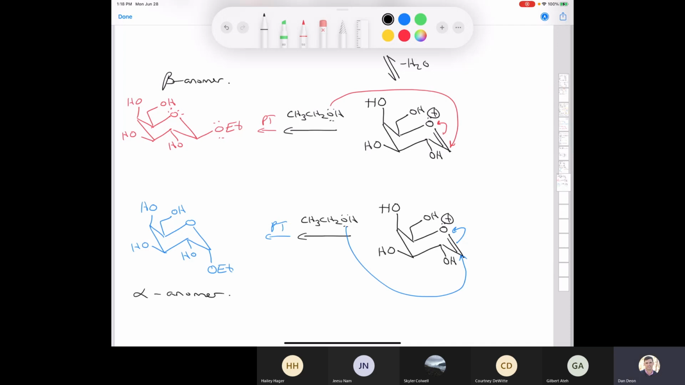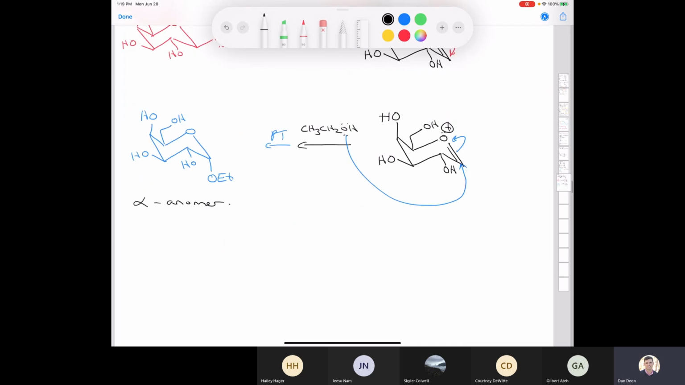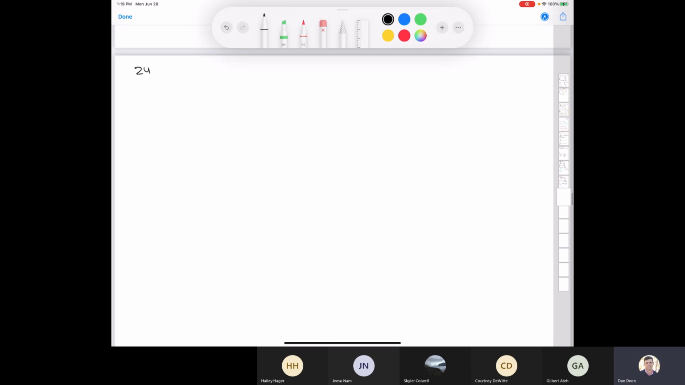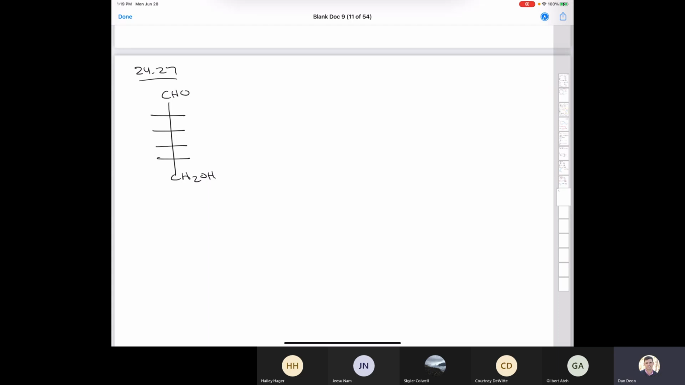All right, question 24.27 I think is a good question. It just says draw and name the structure of the aldohexose that is epimeric with D-glucose. So this is 24.27. So we're just going to start by drawing out D-glucose. And I'm sure many of you have that memorized by so many times practicing. So here's the structure of D-glucose. One of the few sugars I've memorized.